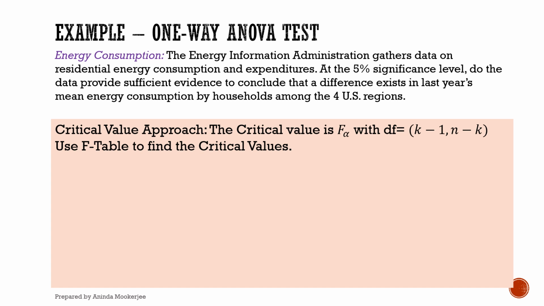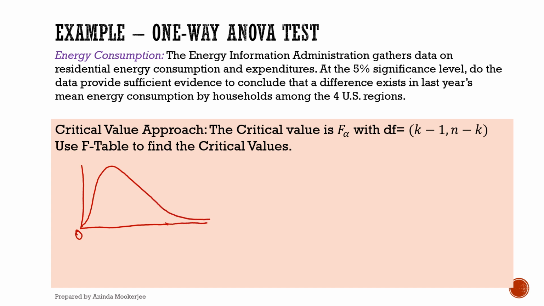Step 4 is to use the approaches to help us come to a decision. The critical value approach is where we create our reject and do not reject regions. Now, remember that the F distribution is a right skewed distribution, and it's anchored at 0. Its lowest value is 0. So when you draw your curve, start from 0, make it a little bit right skewed. That means the peak will be to the left.